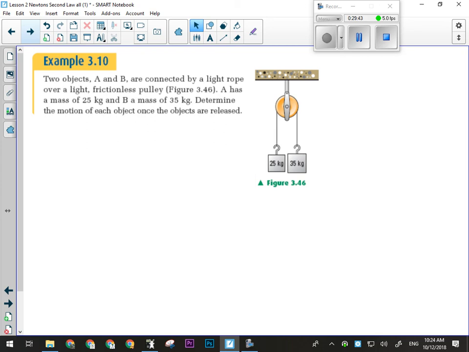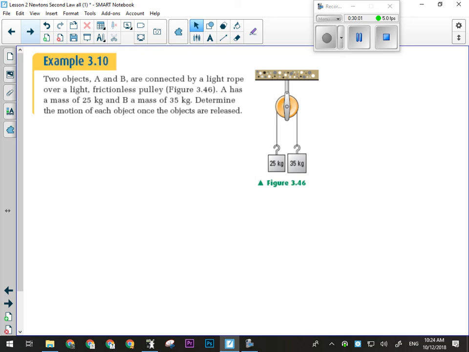Is this still a system? Yep, those two boxes are connected by a rope. They will accelerate at the same rate. Will they necessarily accelerate in the same direction? No. One's going to go up, one's going to go down. But we can calculate that, right?